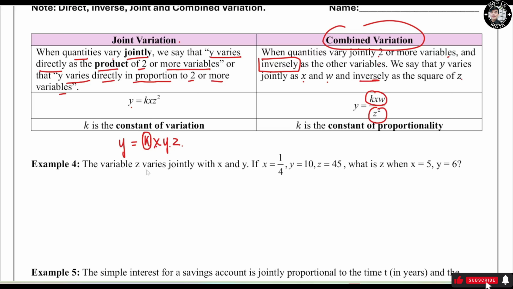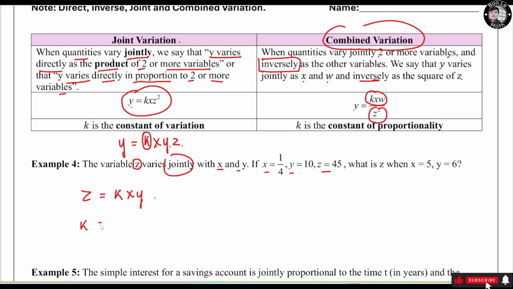Now, example number 4. The variable z varies jointly with s and y. So we're going to use the formula z equals k times s times y. Now we have s right here, y right here, and z right here. We need to solve for k.